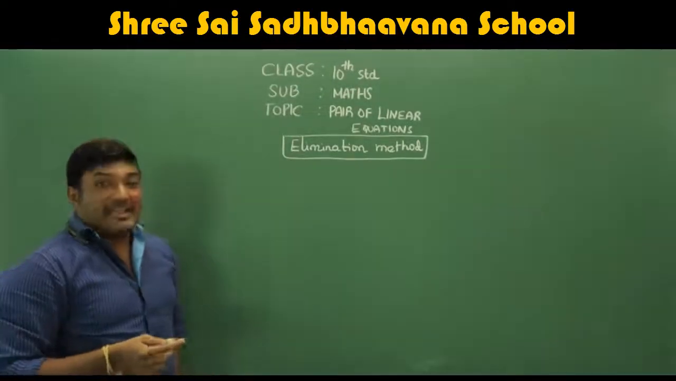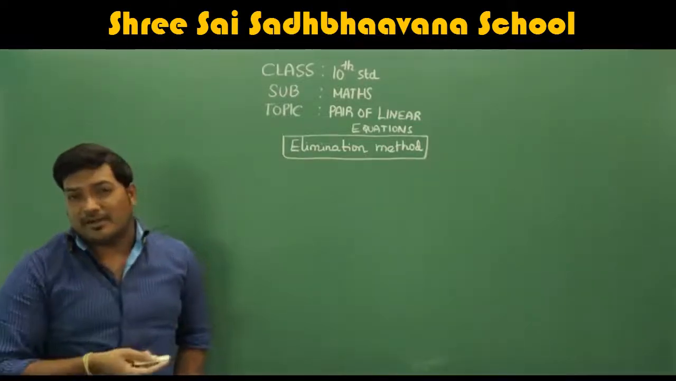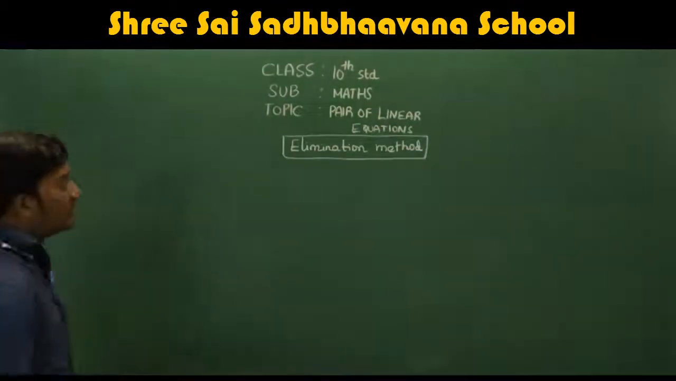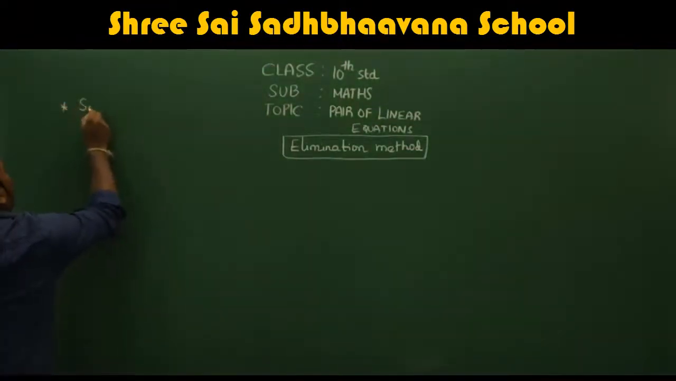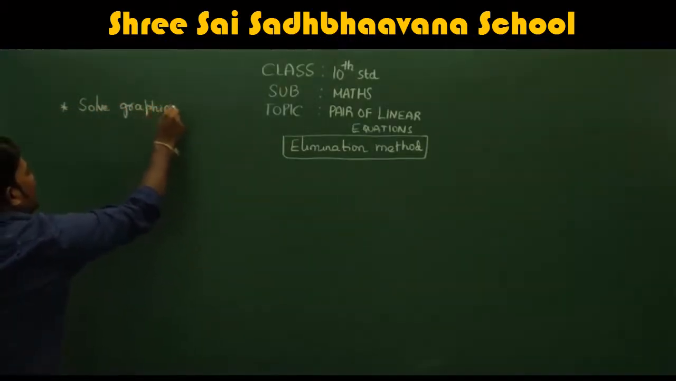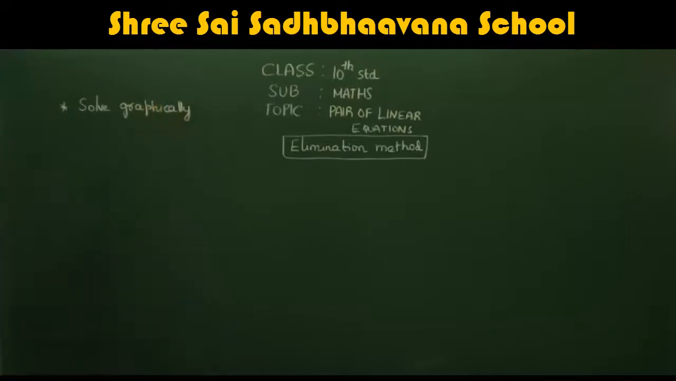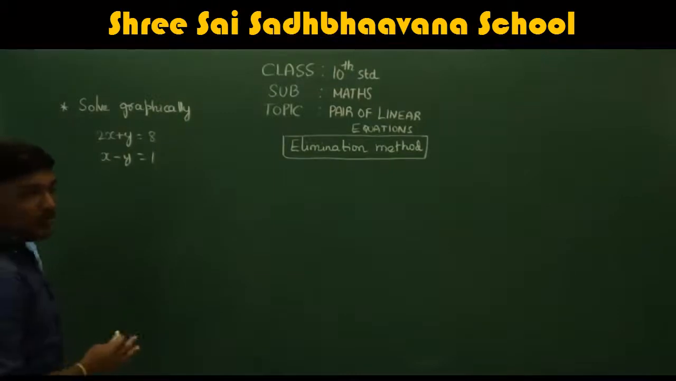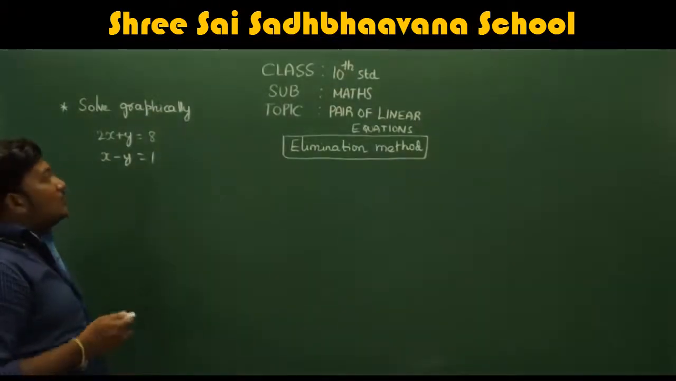So let me do the graphical representation or graph sum first, then we will go with the elimination method. Now let me take a sum. Solve graphically. The two equations are 2x plus y equal to 8 and x minus y equal to 1. Remember, 2x plus y is equal to 8 and x minus y equal to 1. This is how they will ask in your exam. So how to solve this?